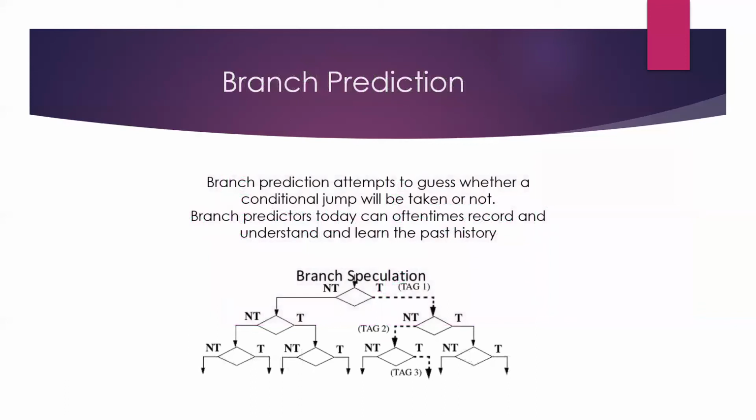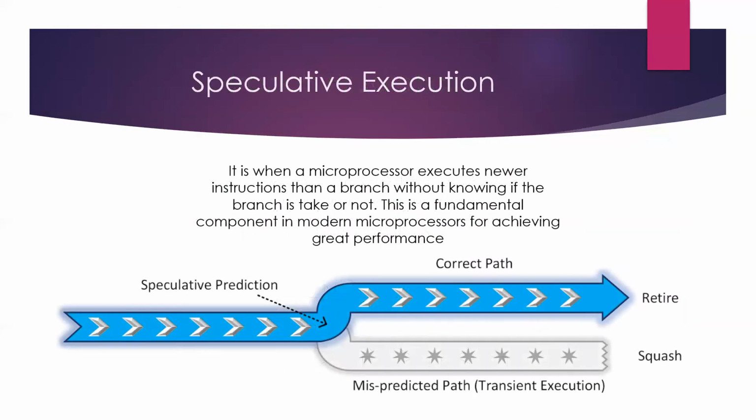Next, we have here the branch prediction, whose purpose is to attempt to guess whether a conditional jump will be taken or not, true or not true. Branch predictors today can often record, understand, and learn from past history. Next is speculative execution. It is when a microprocessor executes instructions beyond a branch without knowing if the branch is taken or not, if the branch is true or not true. This is a fundamental component in modern microprocessors for achieving great performance.